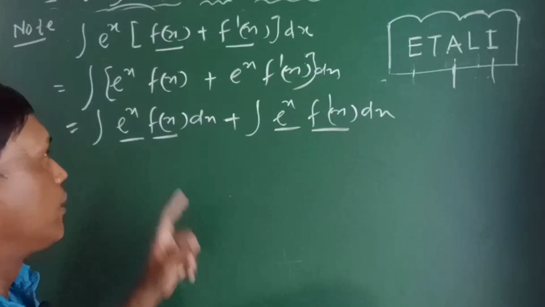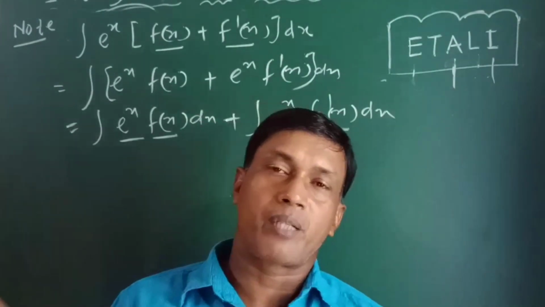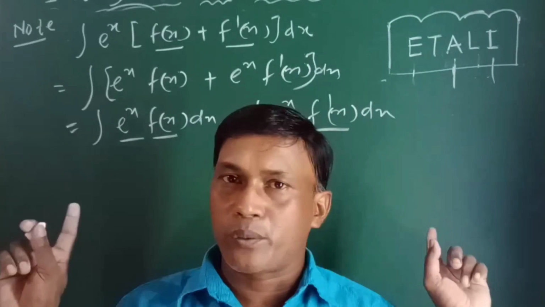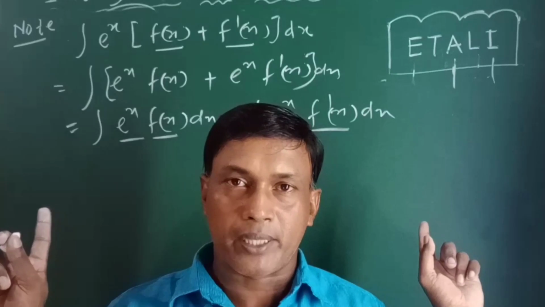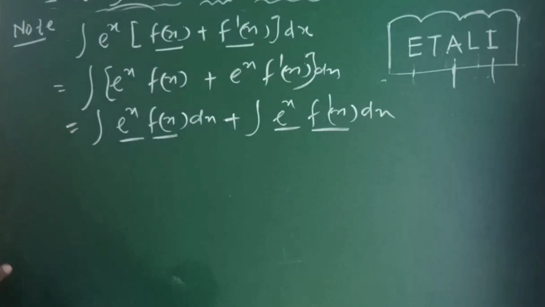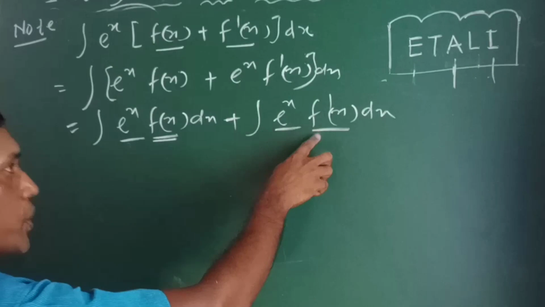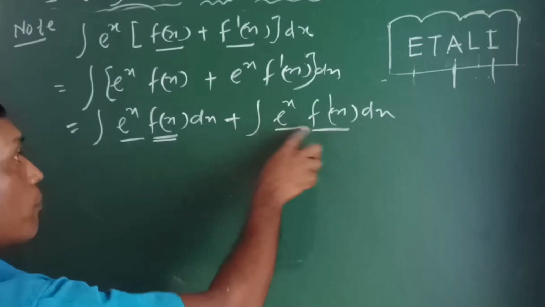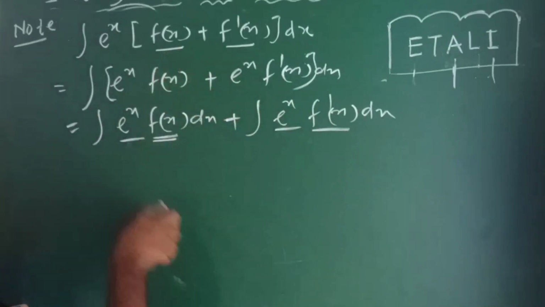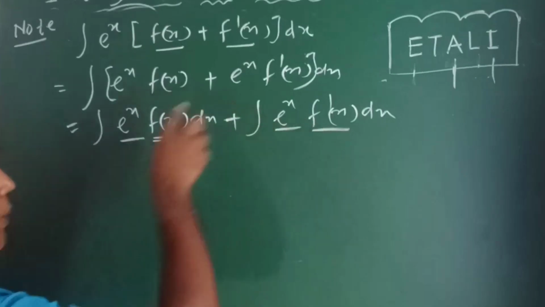But dear students, in this particular form, where you write e to the power x whole into function plus derivative of the function, then don't apply by parts twice in two forms, in two places. Simply apply by parts where the function is present. Look at here, the function is present with e to the power x, but here the function is not present with e to the power x. Here the derivative is with e to the power x.